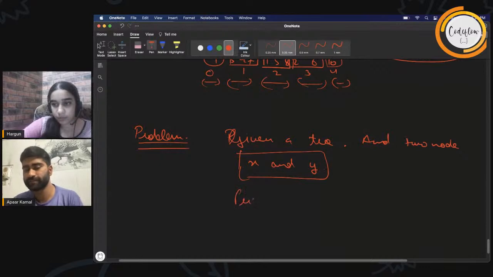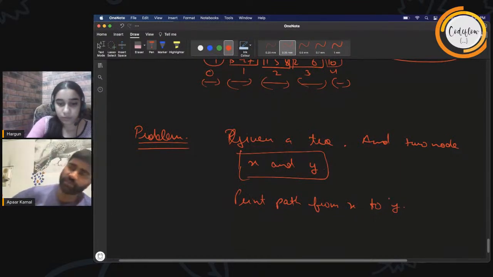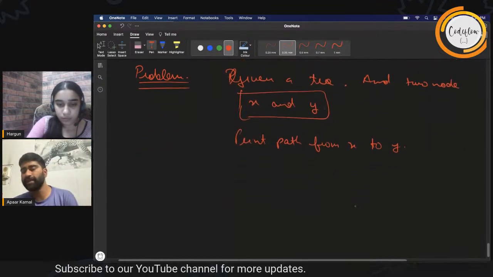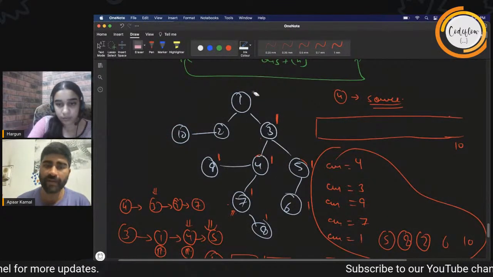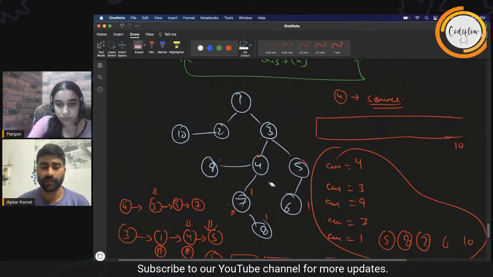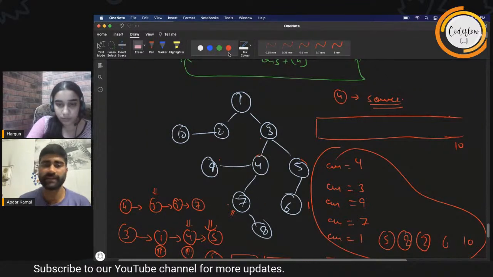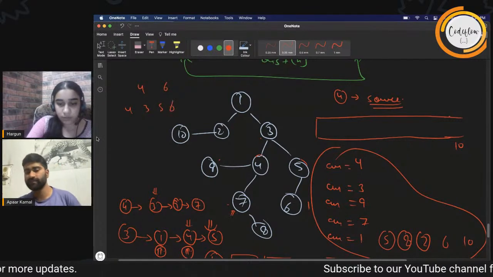So print path from x to y. So we know, guys, if it's a tree, then path from x to y will be unique. That's a definition of the tree, that it will contain only one path, right, between every pair of nodes. So we want to print a path from x to y. For an example, take this example. Here I want to print path from 4 to 6, right? Let's say x and y are 4 and 6. So what's the path? Path is 4, 3, 5, and 6, right?